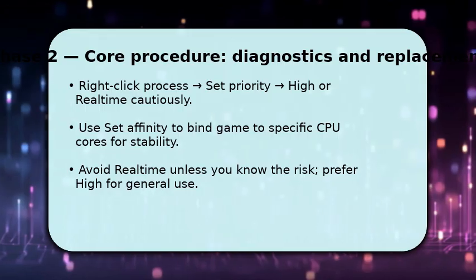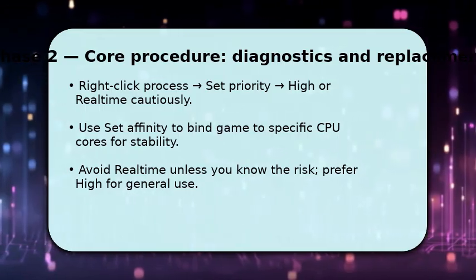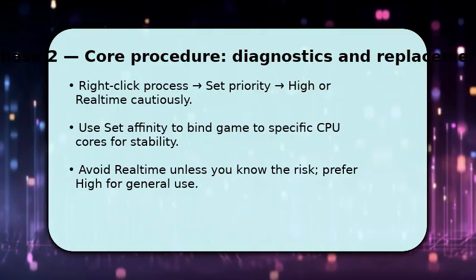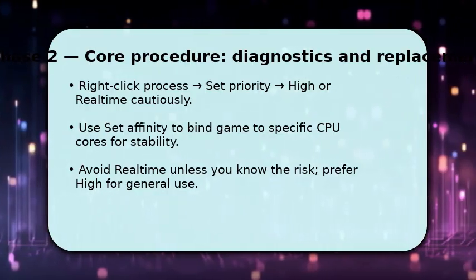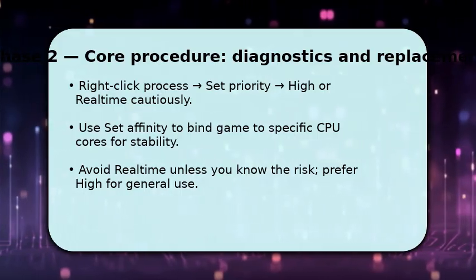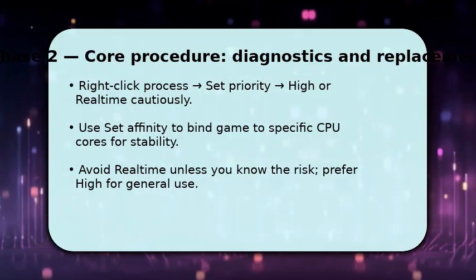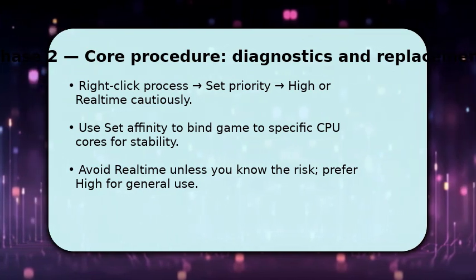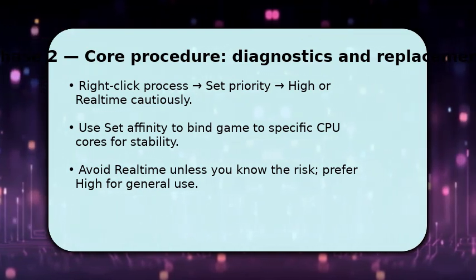Then choose Set Affinity to assign cores. This reduces thread contention and can improve frame pacing on multi-core CPUs. Once done, monitor performance. If stuttering appears, revert affinity or priority. Make sure to test in a short play session to confirm gains versus side effects.